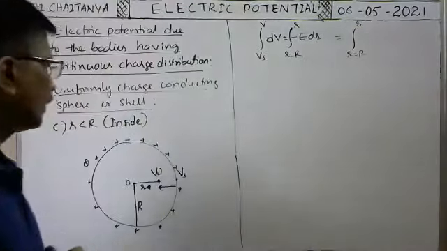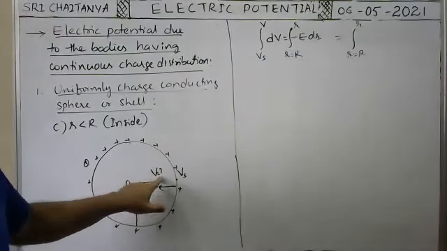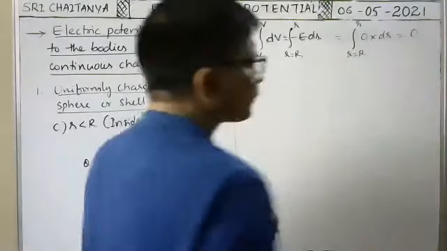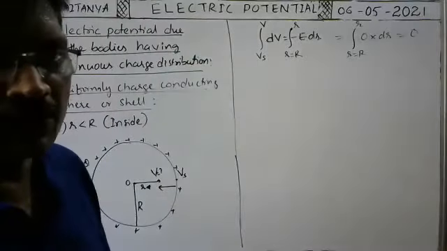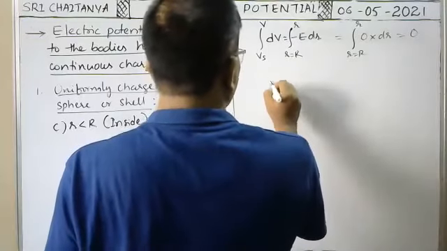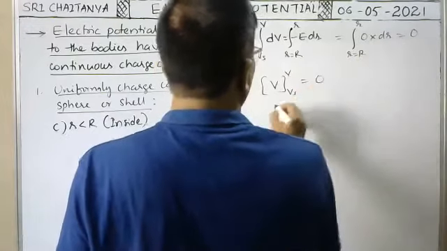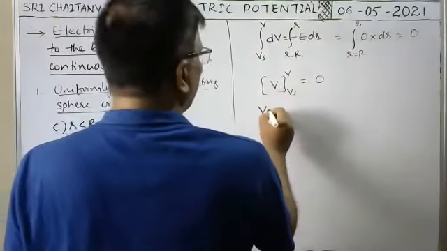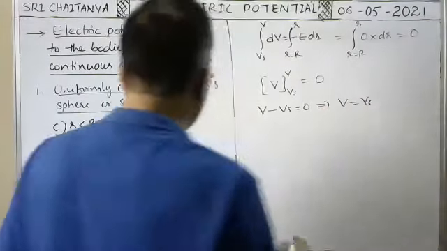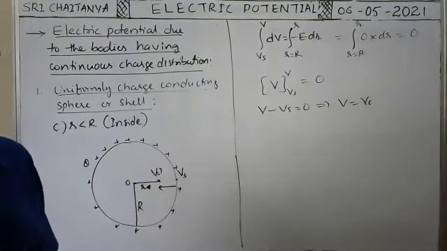What is E? E is the intensity of the electric field at any point inside. That is 0 only. So 0 into dr, that is equal to 0. Therefore, integral dV, with limits Vs to V, is equal to 0. Substituting the limits, V minus Vs is equal to 0, which implies V is equal to Vs. That means at this point the potential is the same as the potential on the surface of the sphere.